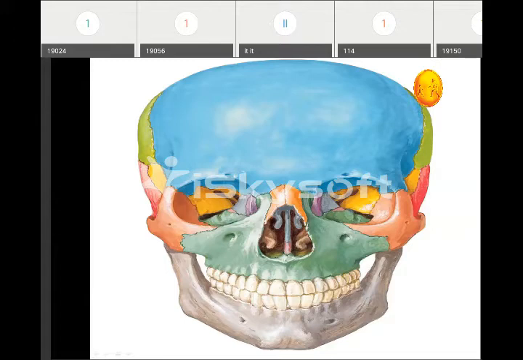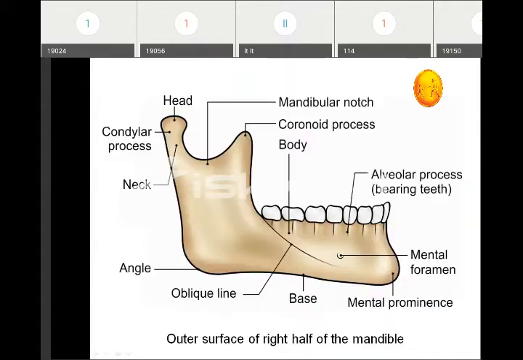Please just go through your textbook. You see the figure or picture of the mandible. Then on this side, first we'll discuss the body of the mandible. This is just the half portion of the mandible. This is the outer surface. The body part has an outer surface and inner surface, and a superior border and inferior border.